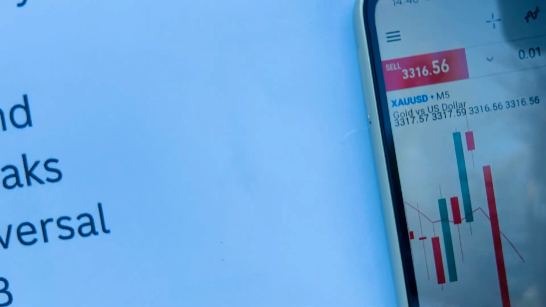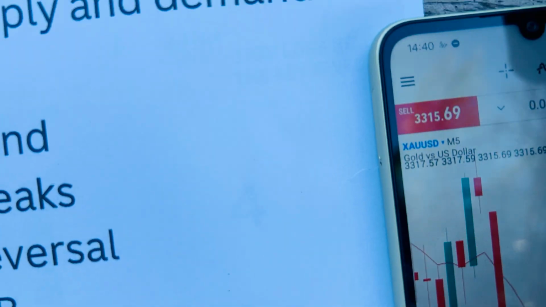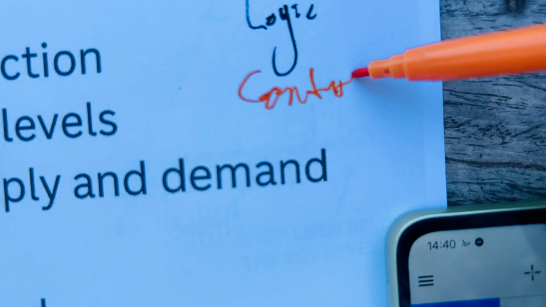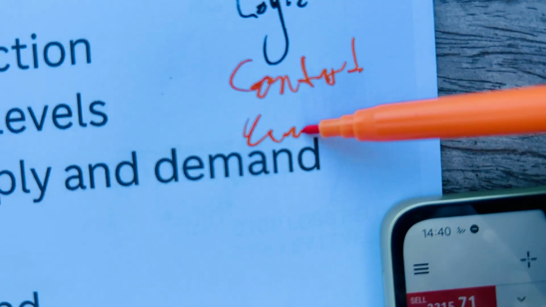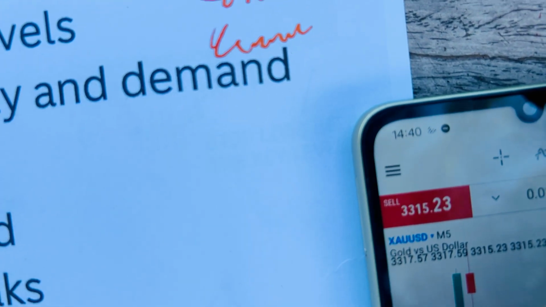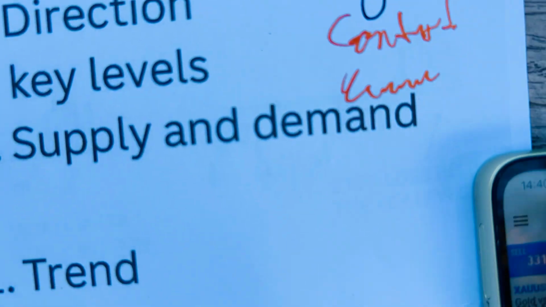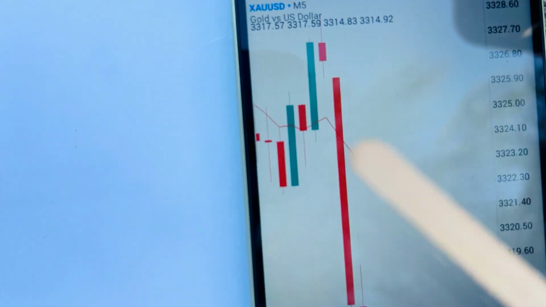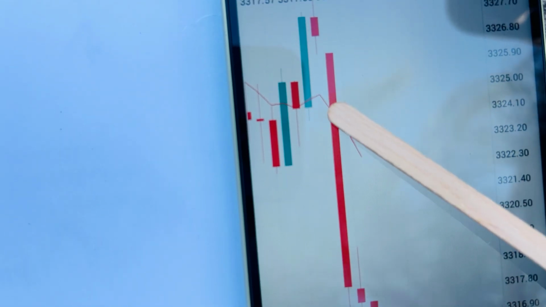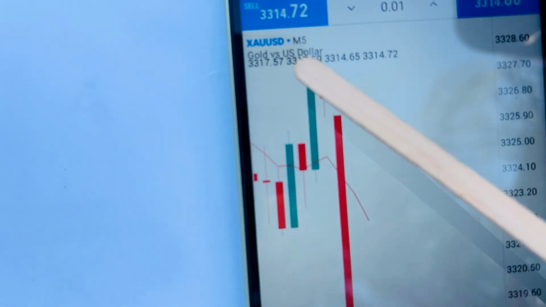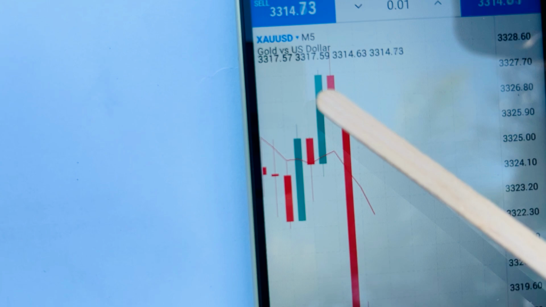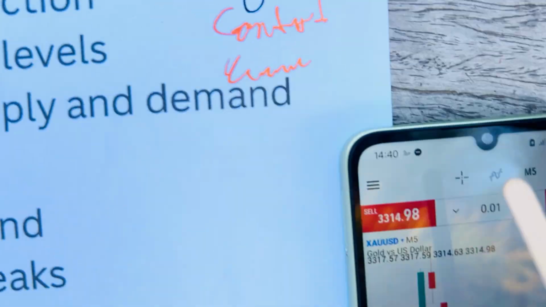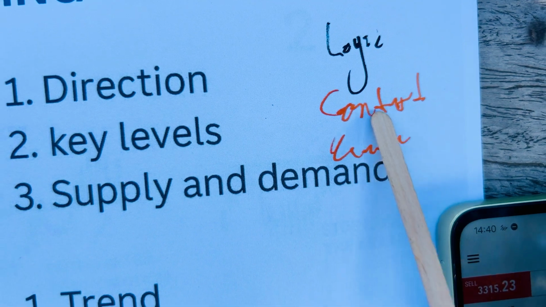Now, let's bring our logic. We have logic, context, and experience. The logic is that when a red candlestick is like this, it shows that sellers are in power, but it doesn't mean you click sell. When it's green like this, it shows that buyers are in control, but it doesn't mean you should buy. Context is important.